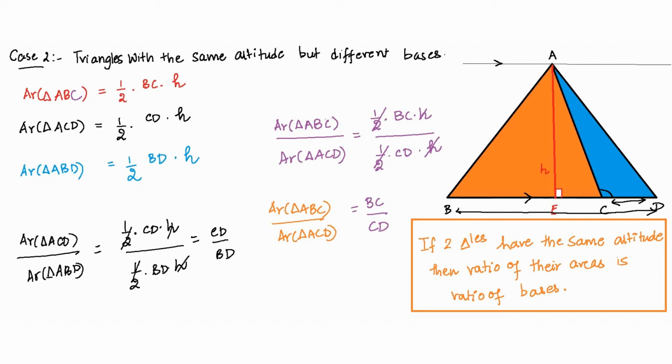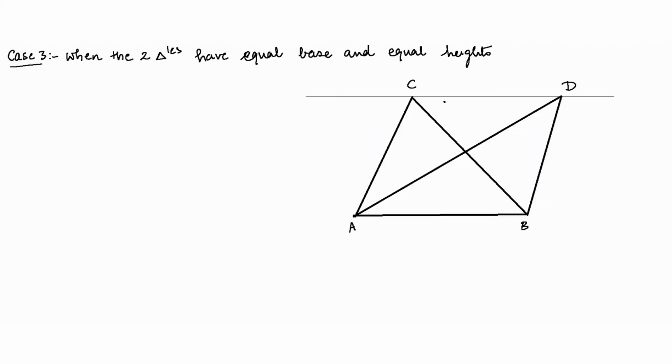Okay, now let us consider the next case. So now let's consider the third case. The third case is when the two triangles have equal base as well as equal heights, right? So here let's consider triangle ABC, as well as triangle ABD. Yeah, let's consider these two triangles.